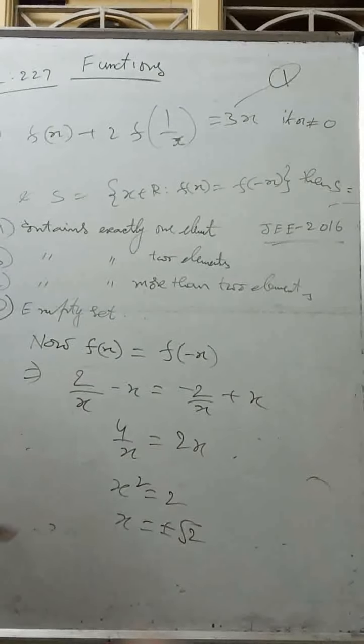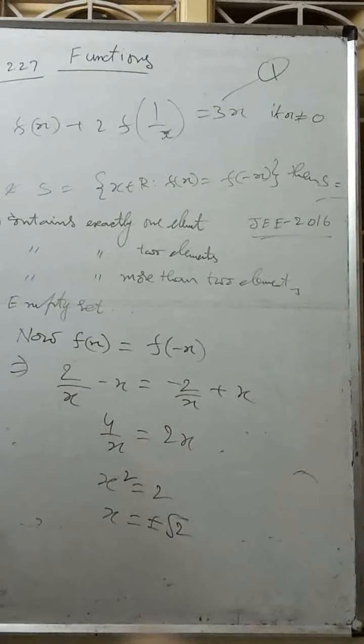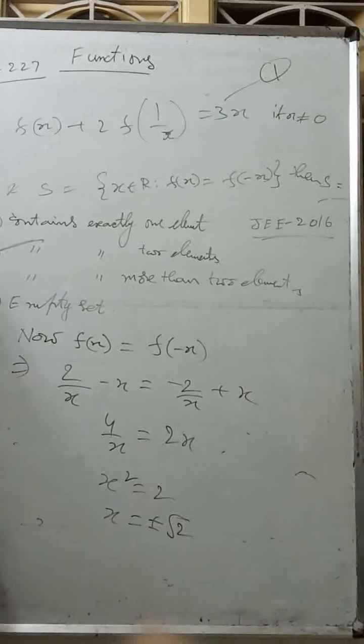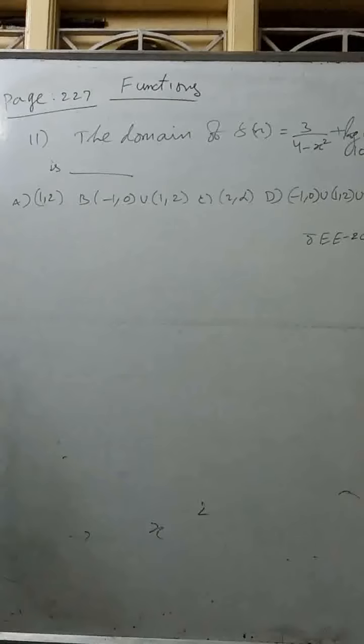x equal to, if I am taking square, I need to get root, means plus or minus root 2. So S contains exactly 2 elements. Exactly 2 elements in S. So our answer is option B.